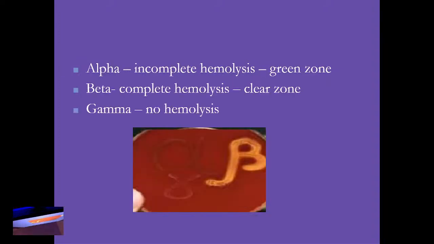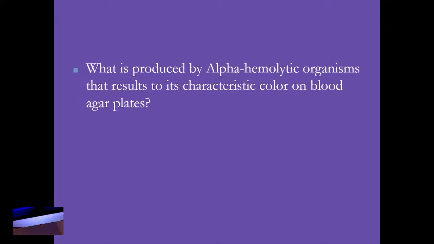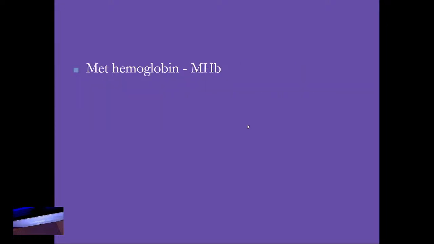This is your slide. This is the picture. Okay, let's move on to the next one. So, pupunta tayo sa alpha hemolysis muna. What is produced by alpha hemolytic organisms as a result of the characteristic color of blood agar on the blood agar plates? So, anong na meron sa blood agar plates? Bakit naging green? Methemoglobin. Okay?